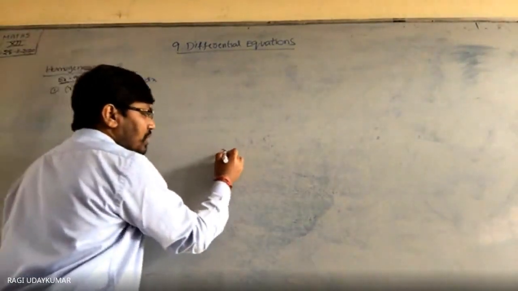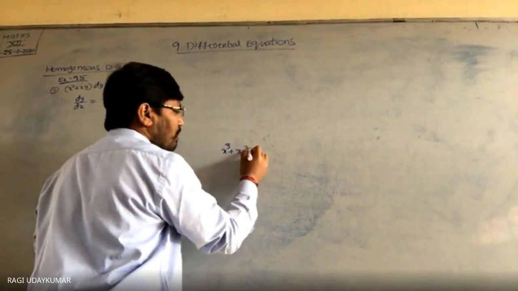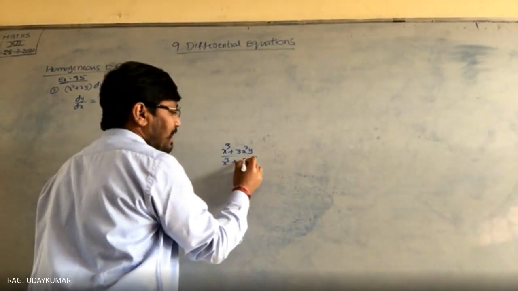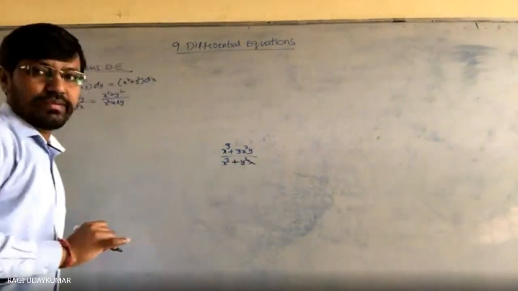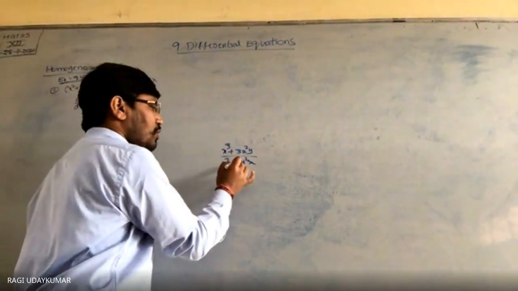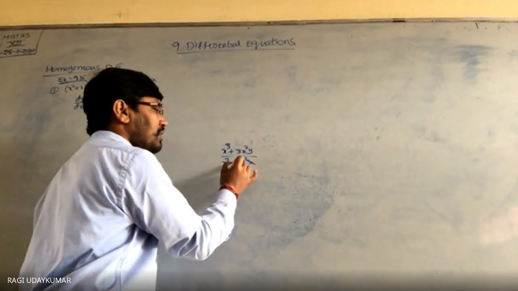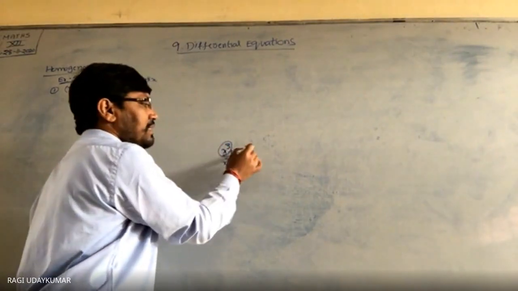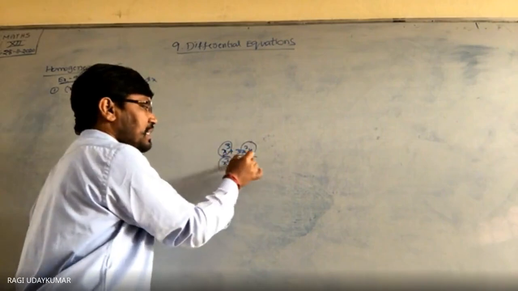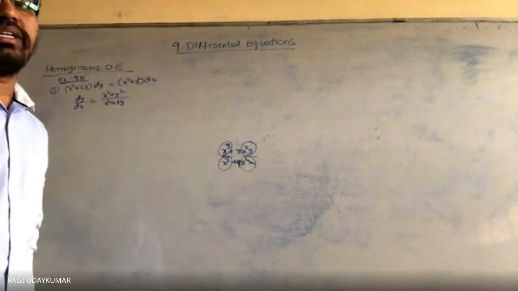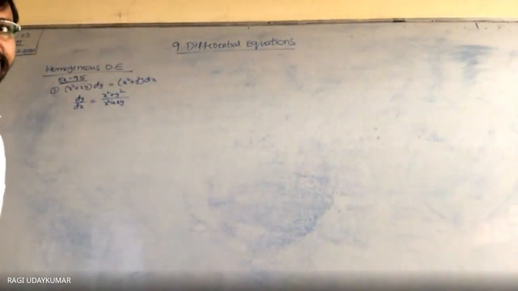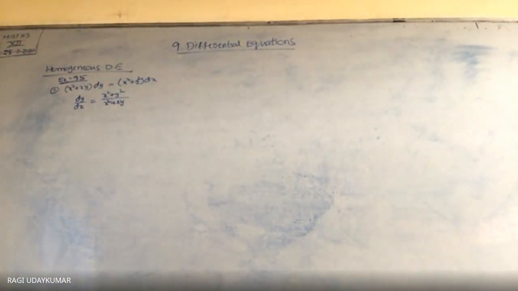Suppose I have given you x cube plus 3x square y by x cube plus y square x, this is also a homogeneous function. The constant may be any number. Here you may have 1, you may have 9, any number. That doesn't matter. See, every term is of power 3, so that is a homogeneous function. So how do we identify a homogeneous function?